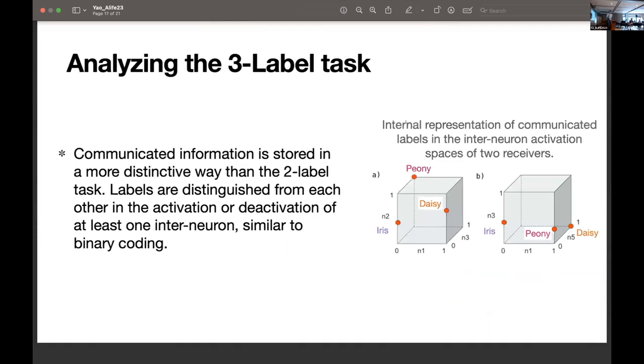What is more interesting in the three-label task is that, because there's a higher need to distinguish labels, the interneurons are used in a more efficient way in storing these labels. I plot the labels in the 3D space of three interneurons, and you can see that each label differs from one another in at least one edge. This means that they differ from each other in at least the activation or deactivation of one neuron. So it's very much like a type of binary coding. This is more drastic compared to how agents use very small differences to store information in the two-label task.